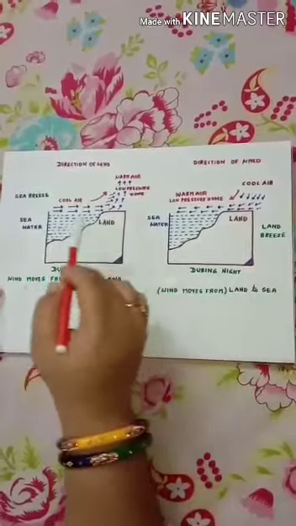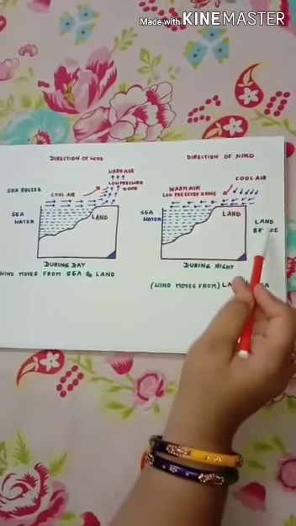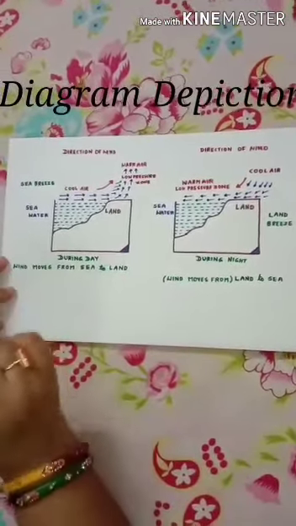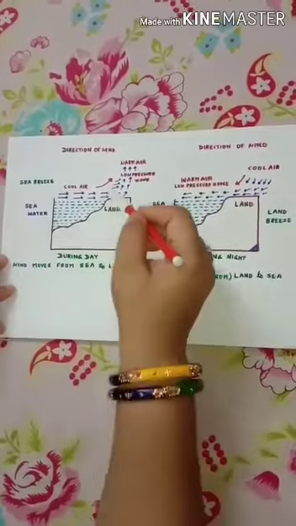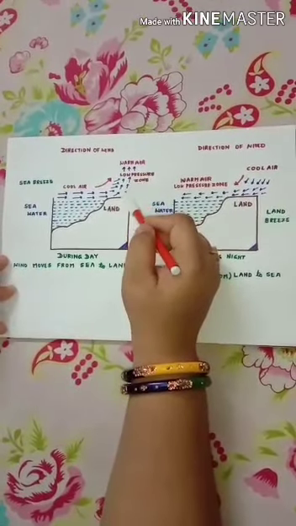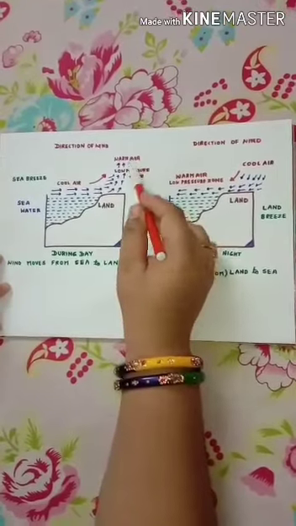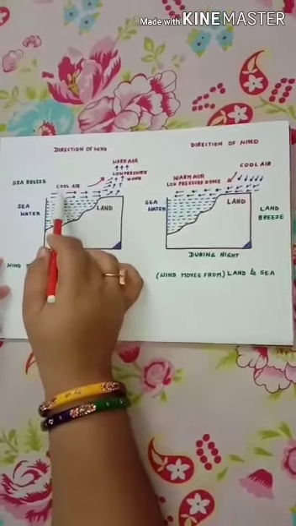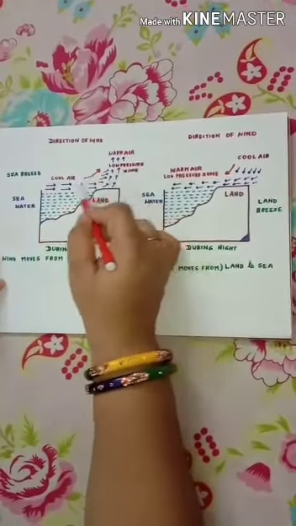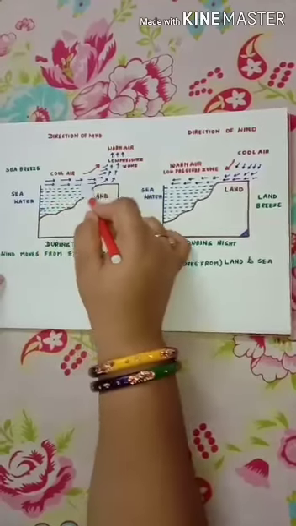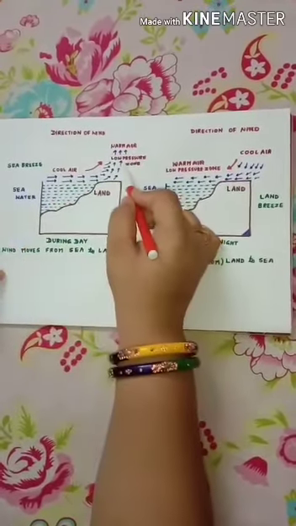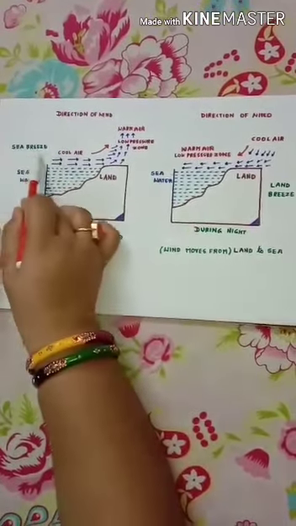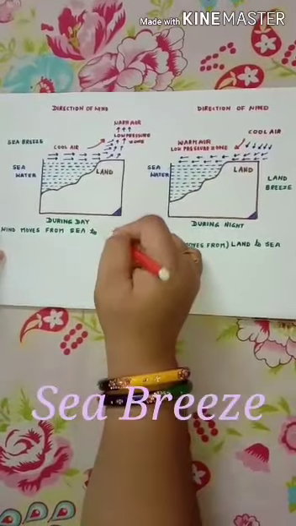Now let us understand the formation of sea breeze and land breeze through this diagram, through this pictorial representation. For example, during the daytime, what happens? The air above the land gets heated and it rises up, so a low pressure zone is created, whereas air above the sea is still cool, so this cool air rushes to fill the gap, and the direction of wind is from sea to land, and this type of wind which flows from sea to land is known as sea breeze, and it occurs during the daytime.